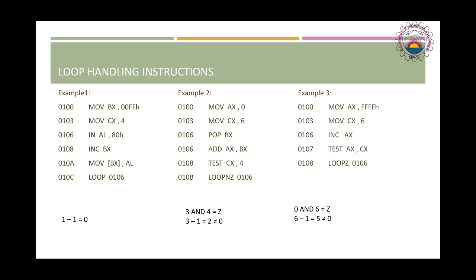And test instruction will be ANDing 1 with 5, and you will be having a non-zero result. And LOOPZ will be decrementing CX by 1, 5 minus 1 equal to 4, that is non-zero, but second condition required for continuation of LOOPZ instruction is not satisfied now, as zero flag is having 0. So loop will be terminated.